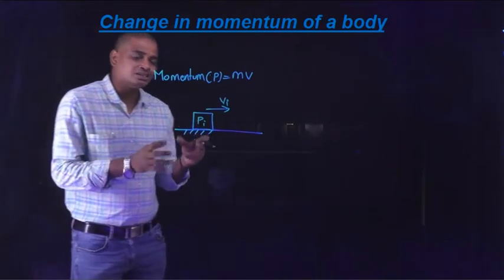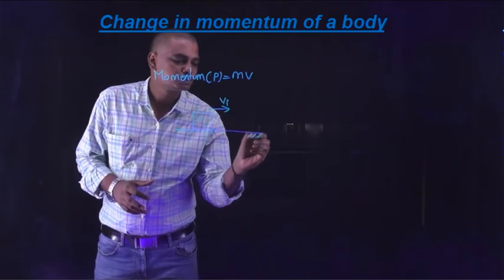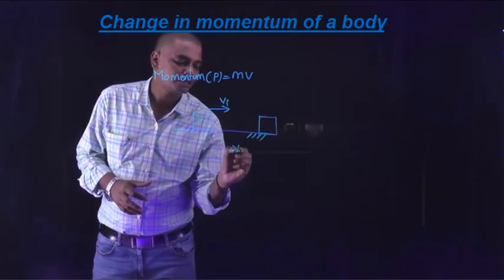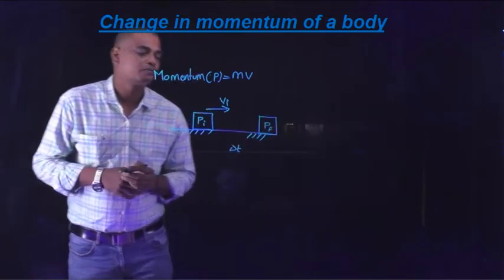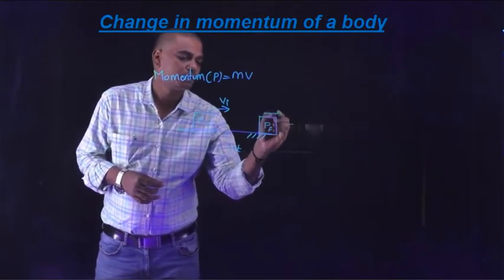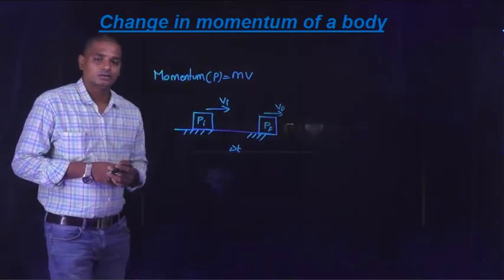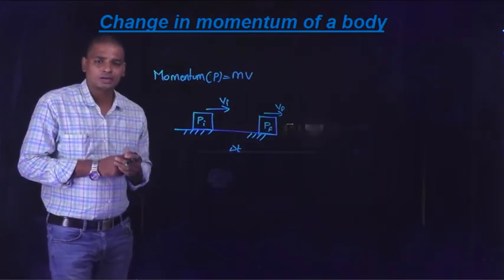By some collision or by applying a force, let the block move after a small time interval of delta t. Let the block move with a momentum of pf, or moving with a velocity of v final. Now we need to calculate what is the change in momentum of the body.